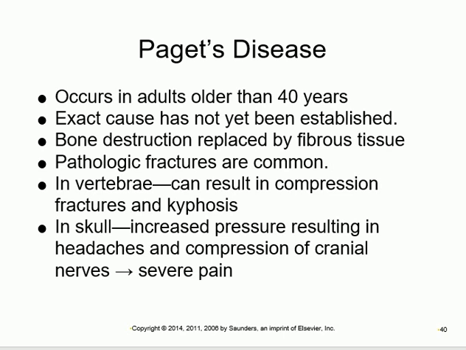Paget's disease, most important to know about it is the bone is destroyed and replaced by fibrous tissue. And this is the problem, leading to pathological fractures. This is the most important thing to remember about Paget's disease. Bone destruction and replaced by fibrous tissue. And this will lead to pathological fracture. And because the bone is weak, it can lead to different types of deformities.